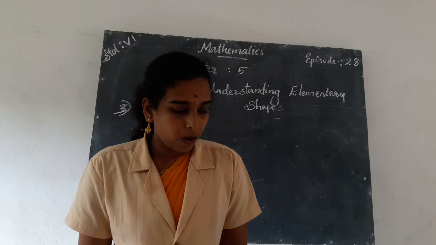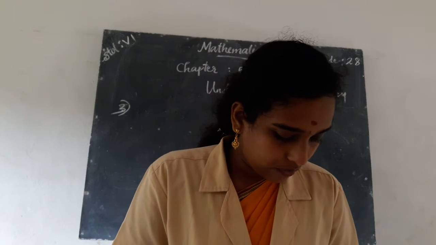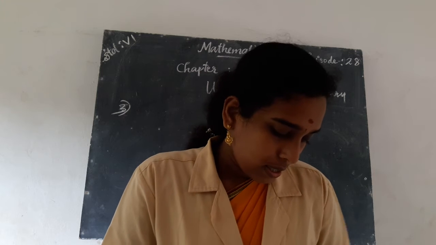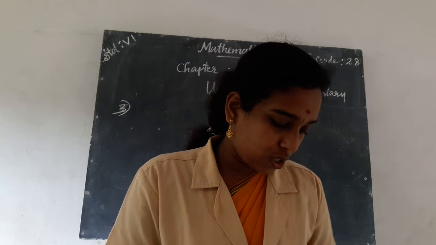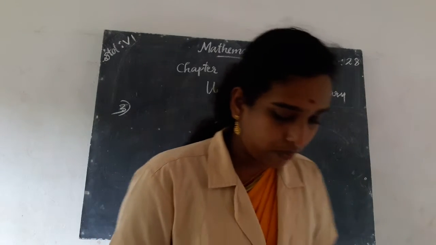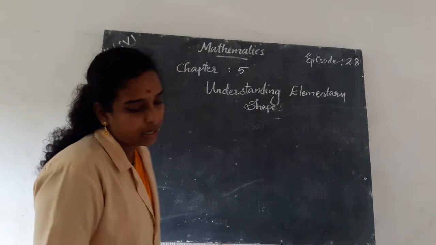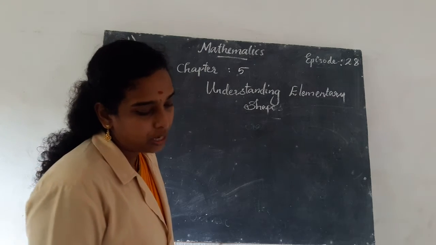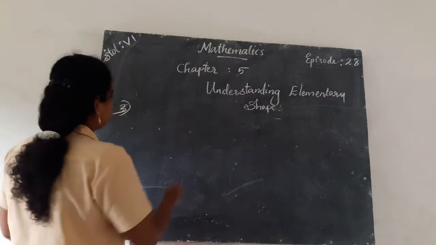Name each of the following triangles in two different ways. You may judge the nature of the angle by observation. So the question is based on our observation: name each of the following triangles in two different ways. Some triangles are given here, and you want to name them in two different ways. So the first triangle.